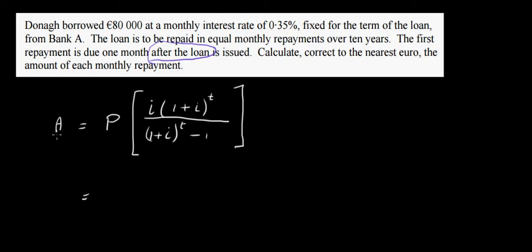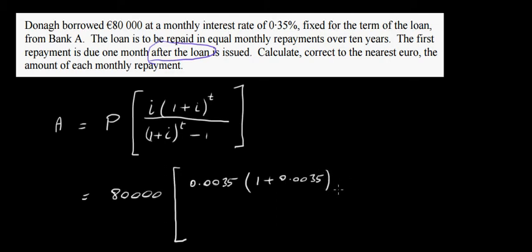So A is going to be our answer really. It's the amount of each monthly repayment. So P is the principal, and our principal was the loan amount, which is 80,000 euros. Now in here then we're going to put in i, which is the rate. In this case it's 0.35%, but put it in as a decimal, so it's 0.0035. Now we've got 1 plus, again i, 0.0035, and to the power of t.